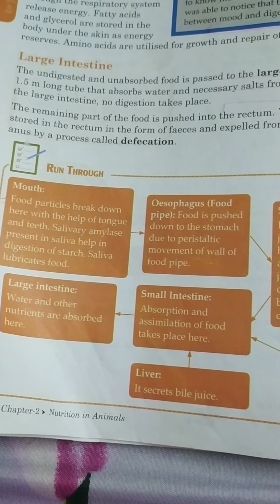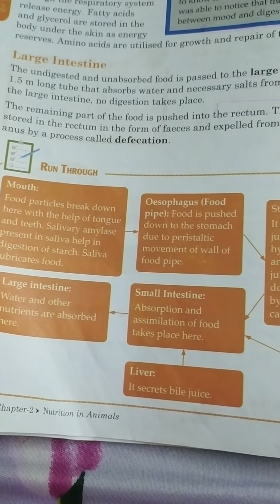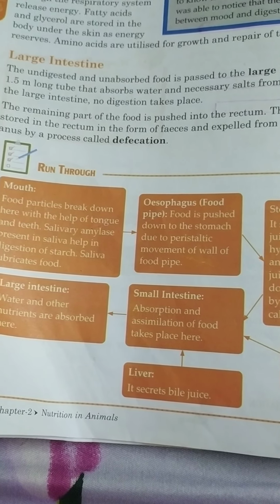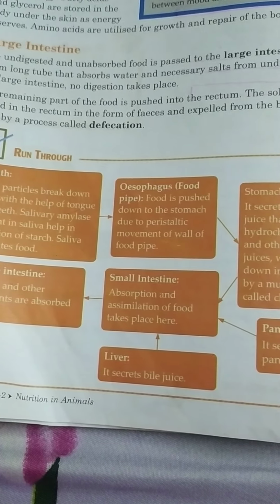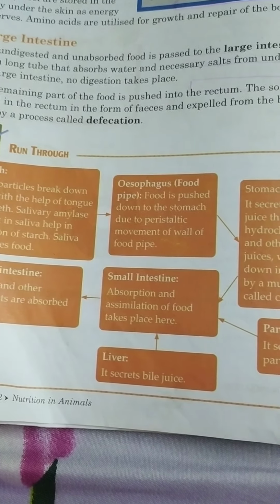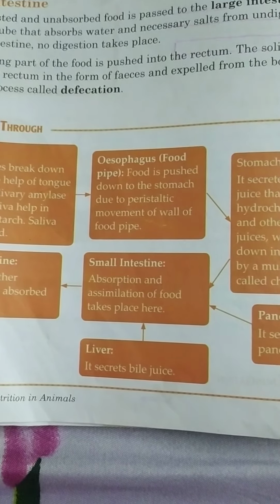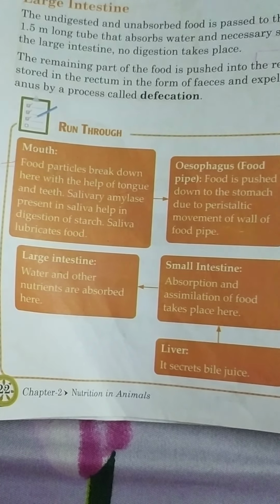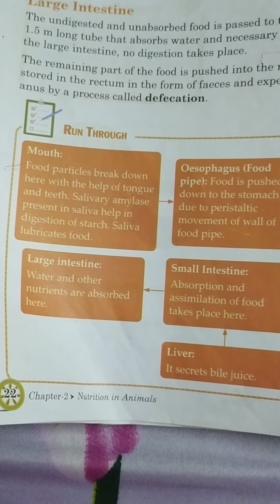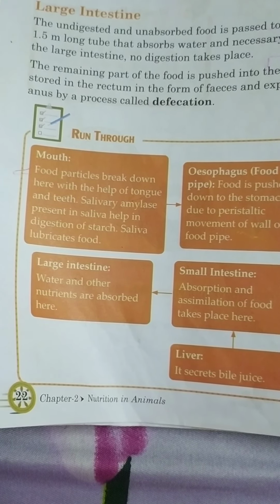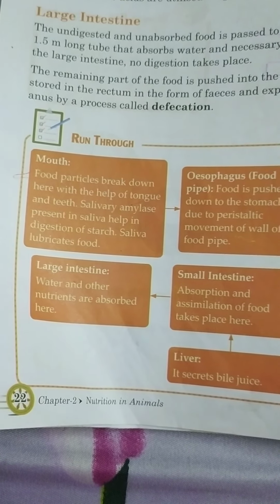Now you can go through this run-through of how it goes from the mouth to the esophagus, then from the esophagus to the stomach, and before going into the small intestine, the stomach, pancreas and liver all combine, and the juices go to the small intestine. In the small intestine, absorption and assimilation of food takes place, and then in the large intestine water and other nutrients are absorbed. Okay, so this was the whole run-through.